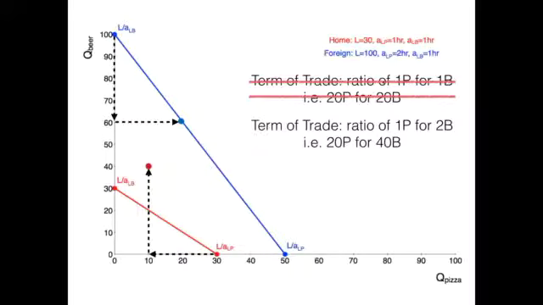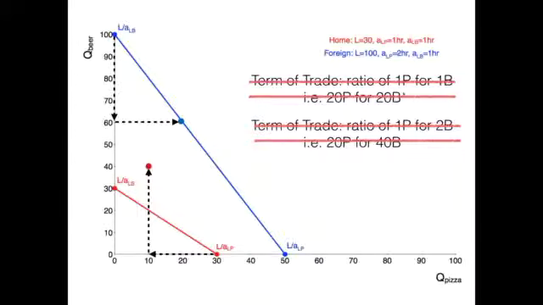So realize that I picked these numbers specifically because when the term of trade matches the opportunity cost of production in a particular country, they will not benefit from that. All the benefits will accrue to the other country. So this term of trade of 1 beer for 2 pizzas will not benefit both parties. Therefore, it should not exist if these countries are rational.